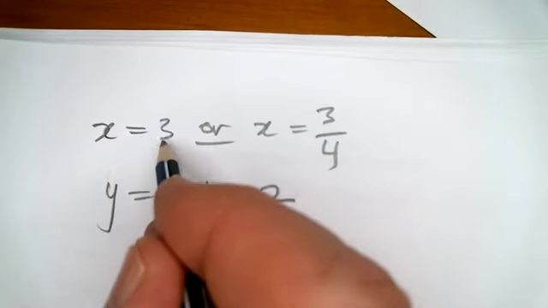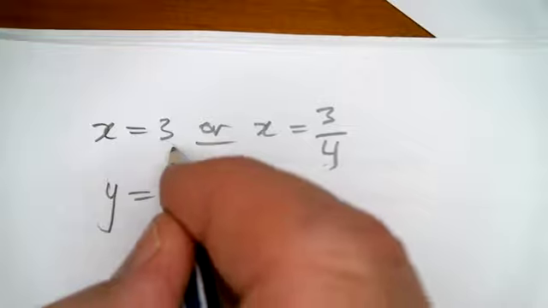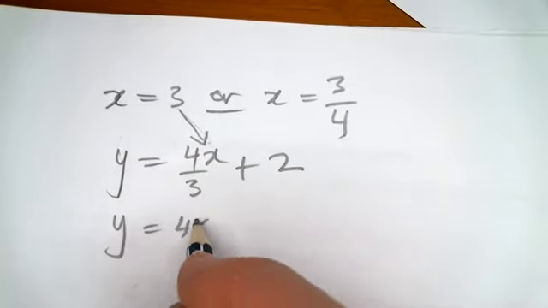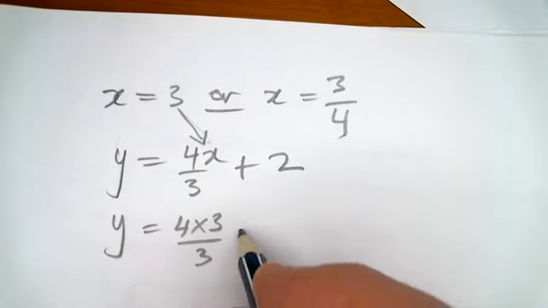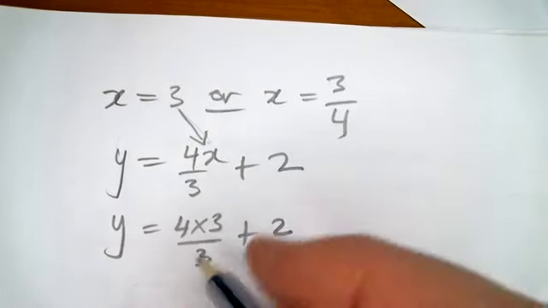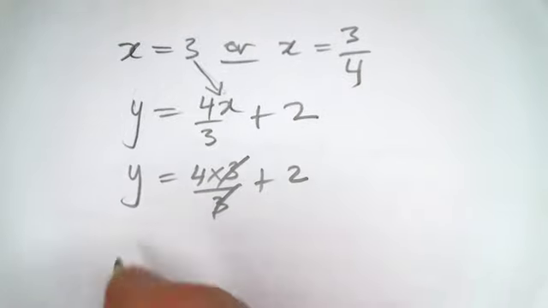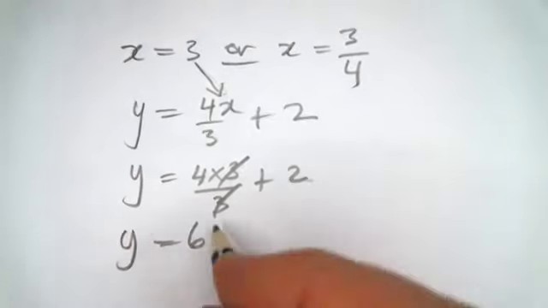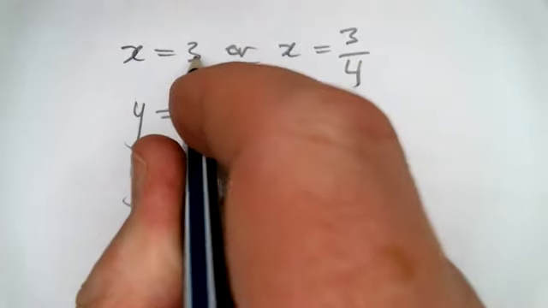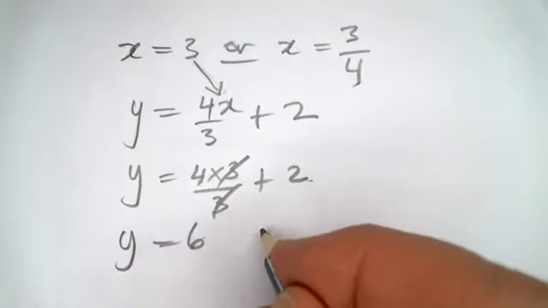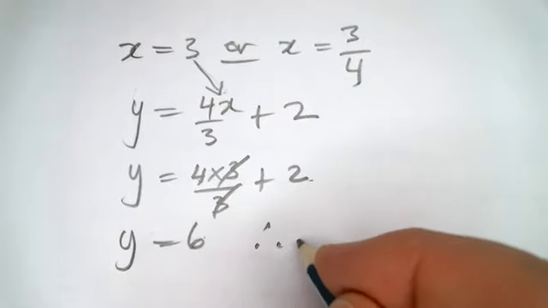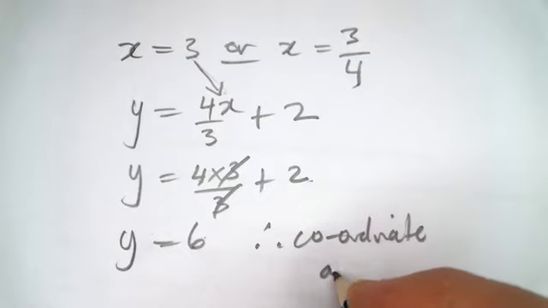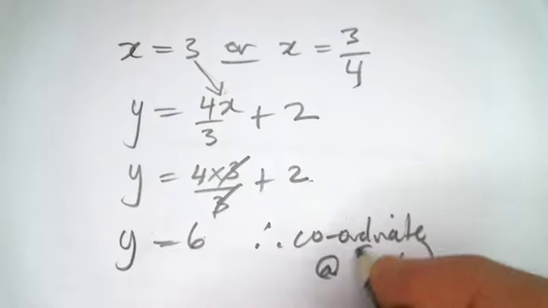So I'm just going to feed the x values in one at a time. I'll start the first one by putting 3 in there. So y is going to equal 4 times 3 over 3 plus 2. Now I didn't make that 12 straight away because I can just cross those out. So y is equal to 6. 4 and 2 is 6. So the first coordinate is going to be 3, 6.